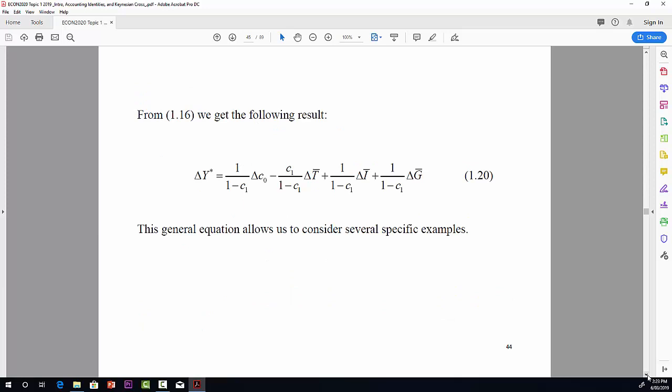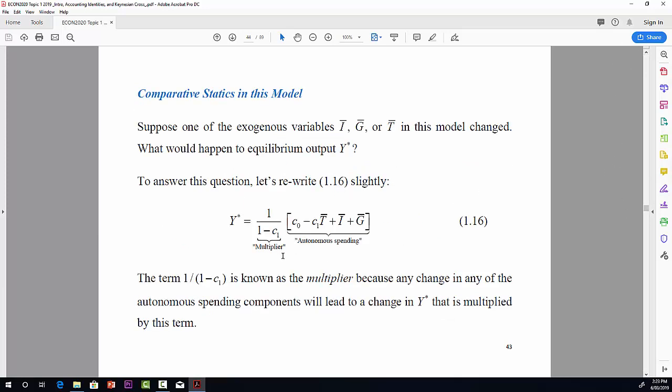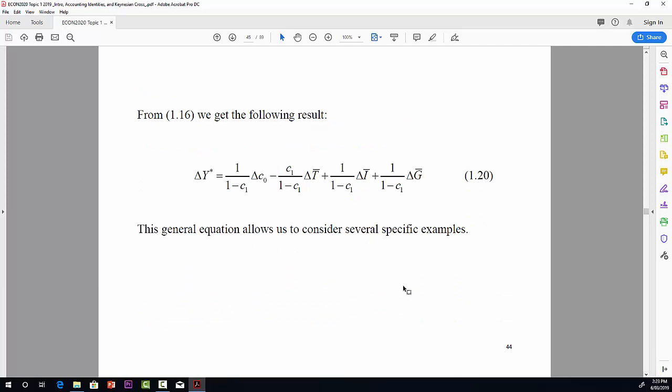Going back to this equation, we can see that it's all linear, so we'll get the change in y star is equal to this times the change in c0, times c1 times the change in t, and so on. That's what we're doing. So this is a very handy equation. It tells us how equilibrium y changes as we change any of these variables.